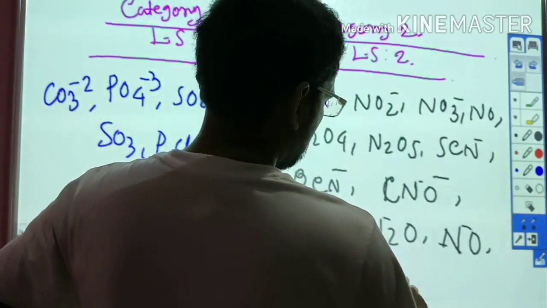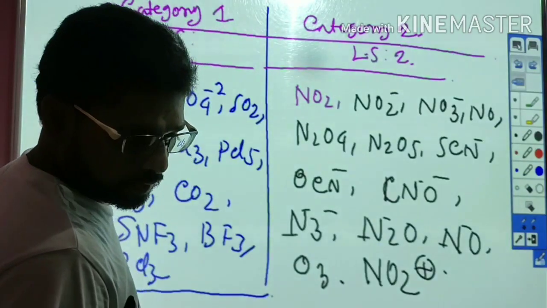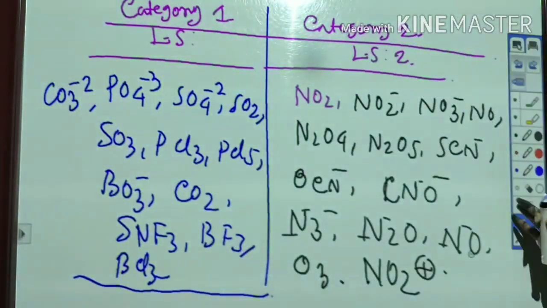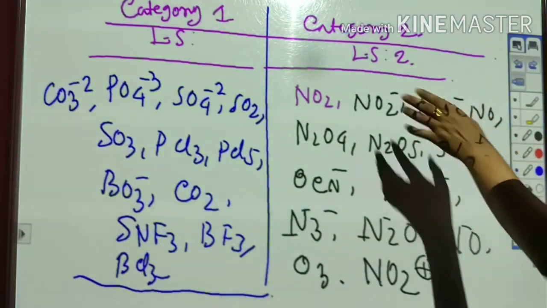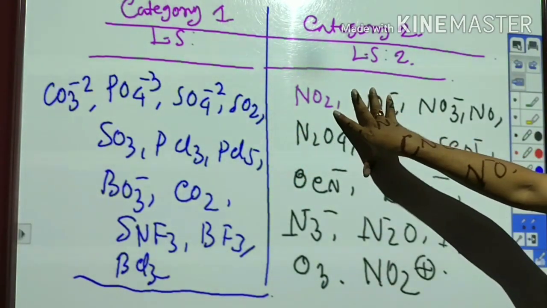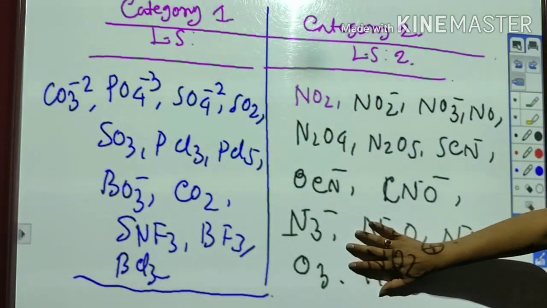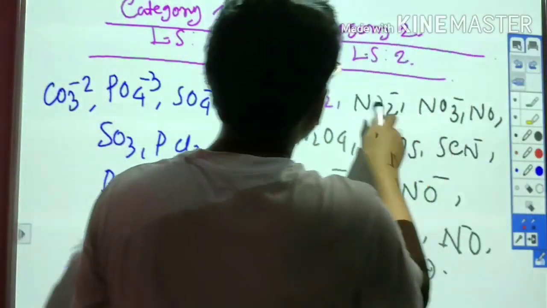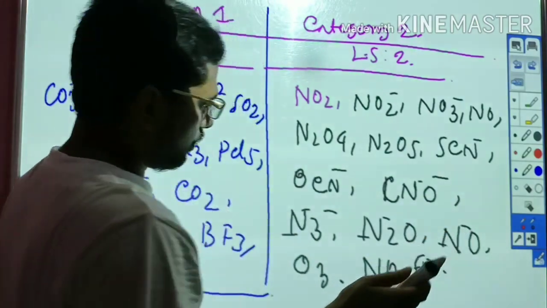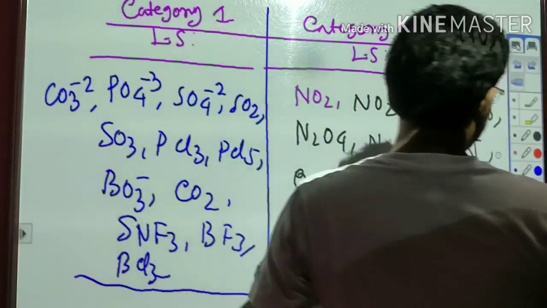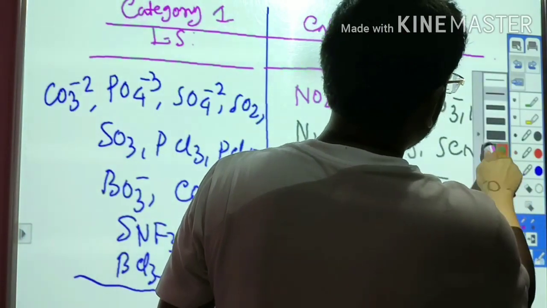Okay, NO2 plus. Anything else? No, fine. For this one, these are mostly nitrogen containing molecules. For nitrogen containing molecules, you just apply this formula. First check this one, then I will write the formula. Okay, for nitrogen containing molecules, you will write the formula like this.